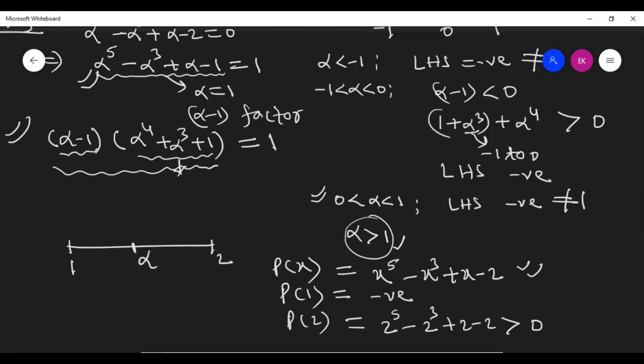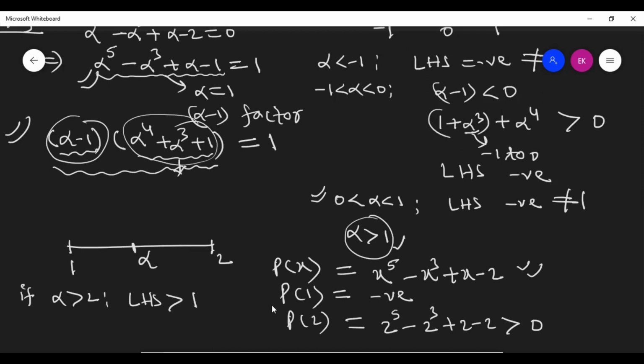Now we will prove that this equation will not have any real root after 2. See, if you take alpha greater than 2, then the LHS is always greater than 1. It is quite easy to observe. If you take alpha equals 2, then this factor is 1 and the other is some value greater than 1. So obviously, if you take alpha greater than 2, then the LHS is greater than 1. So my dear students, so far we have got that this equation will have one and only one real root, and that lies in the interval 1 to 2.